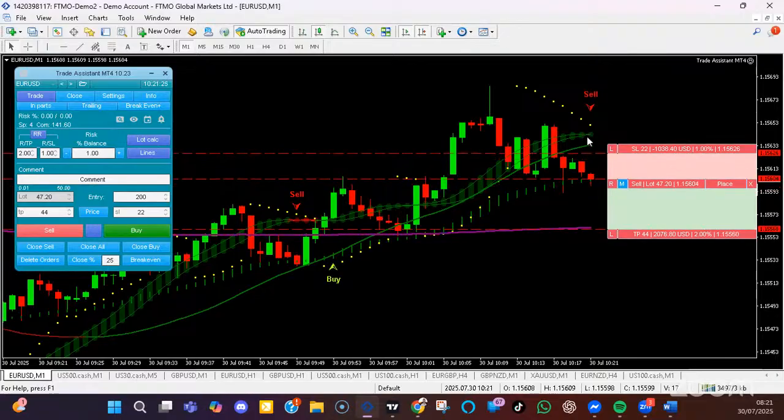Got a red volume. Oh, even that repainted back to green, but price ends up down here. All these will be red, I'm sure.